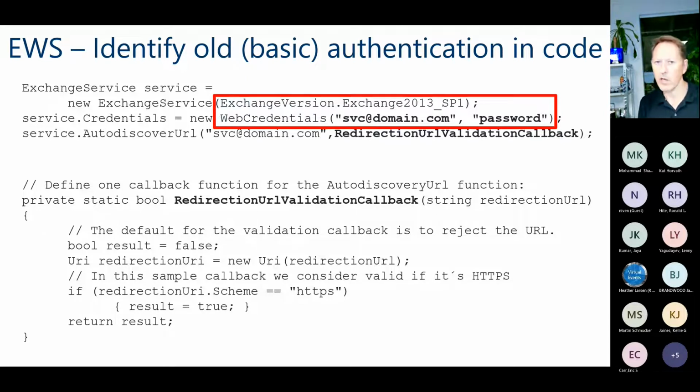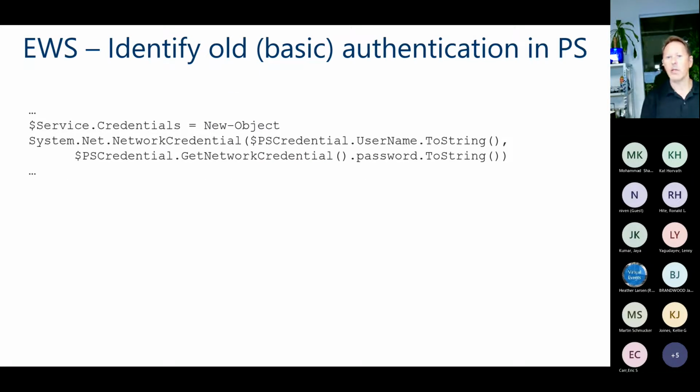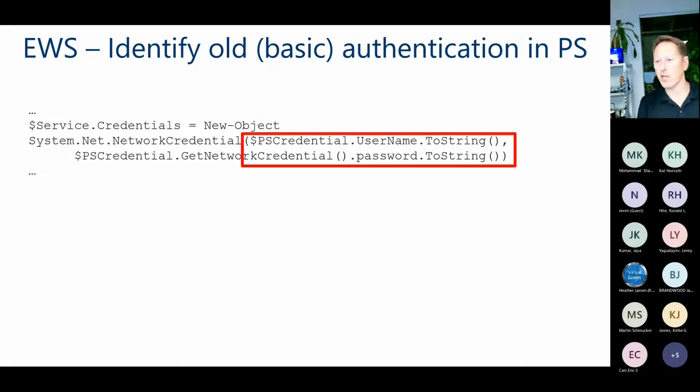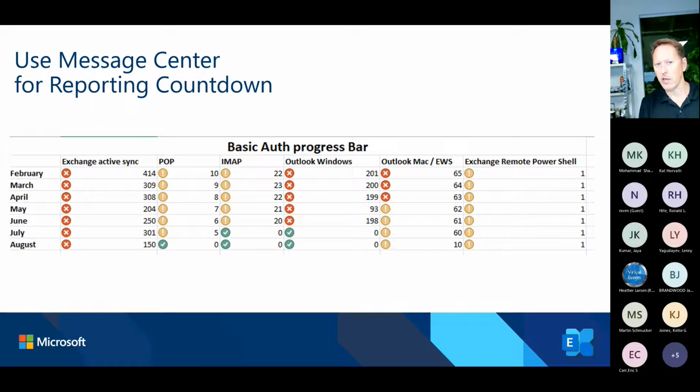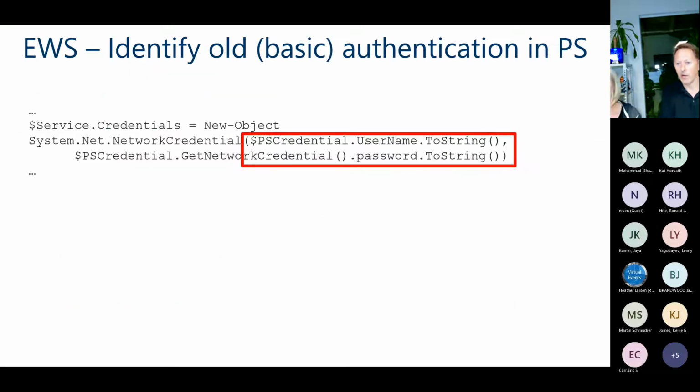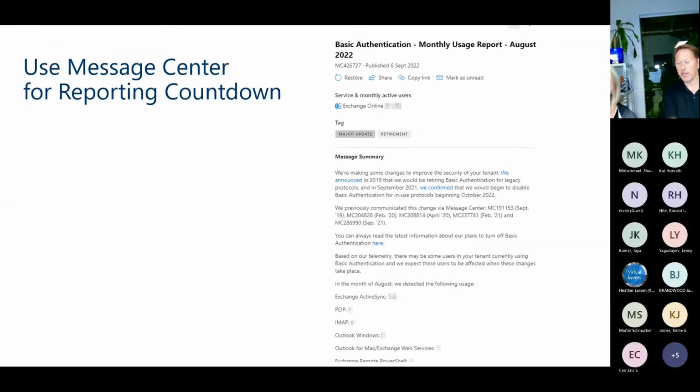If you're using EWS with PowerShell, it's a very similar thing. There, usually you created a new object and used network credentials to authenticate, but basically the username and the password are passed as they are, with user and password. So this is how you can easily identify code if you have the code accessible. What you can also do is rely on other methods to detect that.